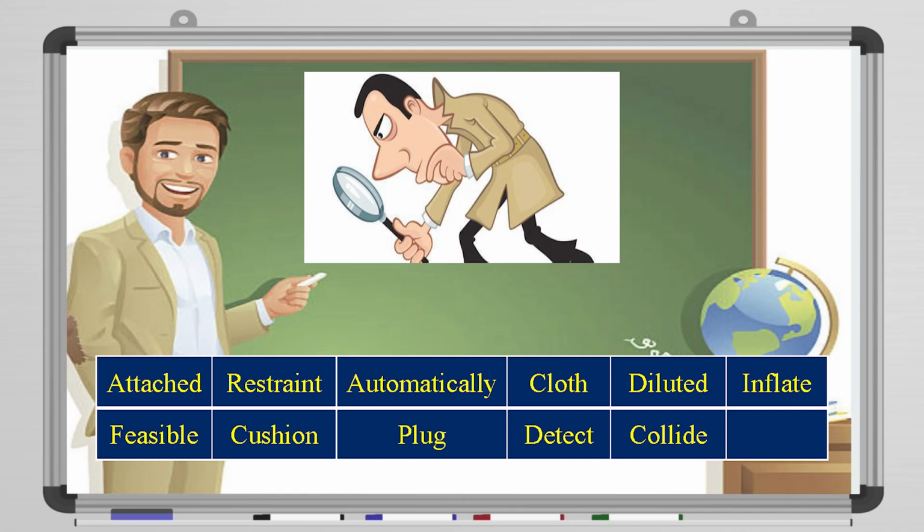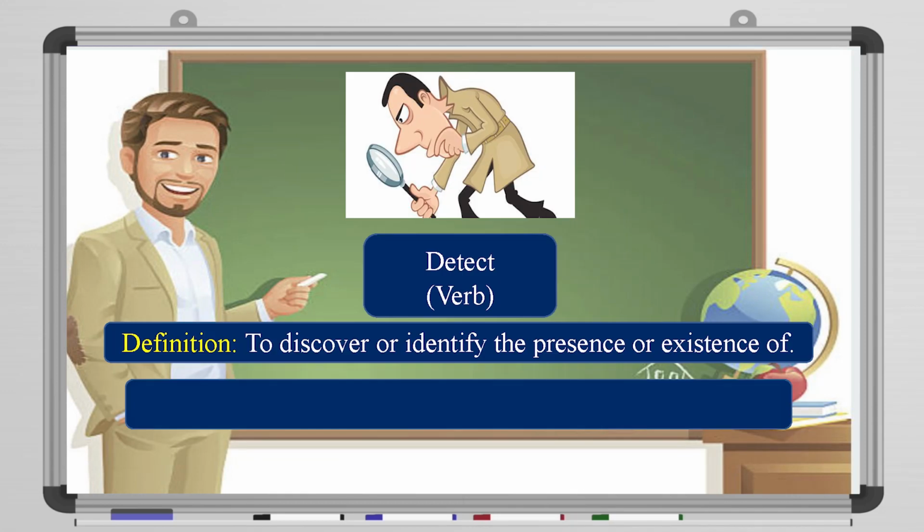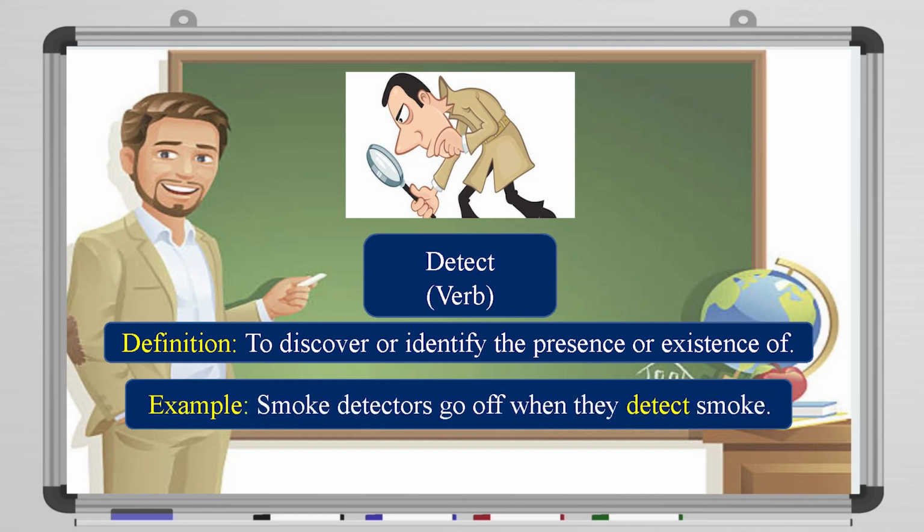Next, what is this man doing? He is looking for something very specific, to find something interesting. So he is detecting. So detect is a verb. It means to discover or identify the presence or existence of something. Alright? For example, smoke detectors go off when they detect smoke.